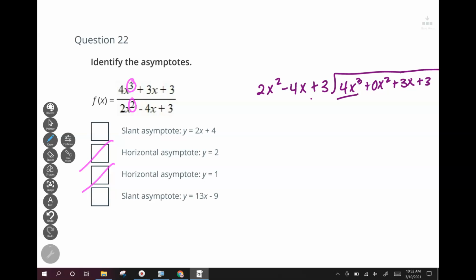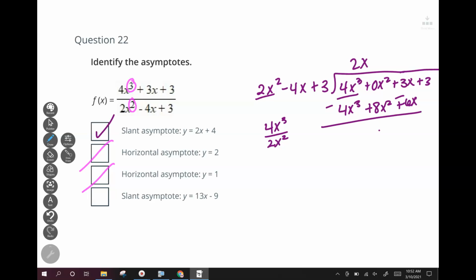All right, so I look at the first two terms and I divide. 4x cubed divided by 2x squared gives me 2x. Well, looks like I have my answer, right? I don't even have to keep going. But if you did keep going, you would multiply 2x by that whole thing, 4x cubed minus 8x squared plus 6x. Change the sign, draw the line, keep going.